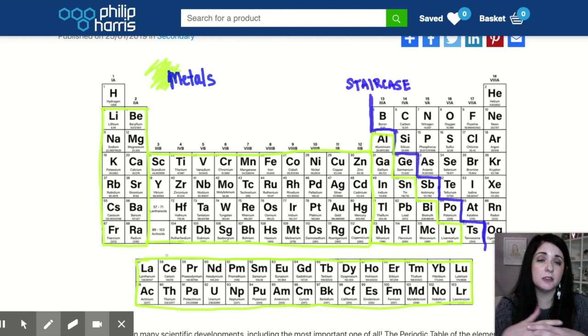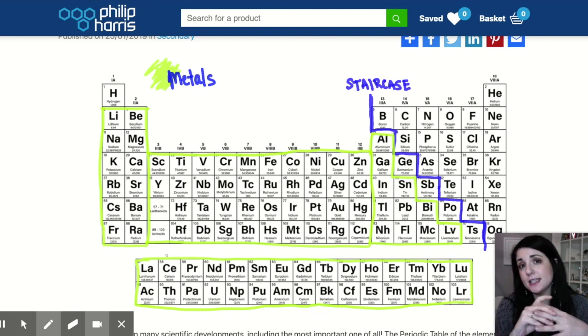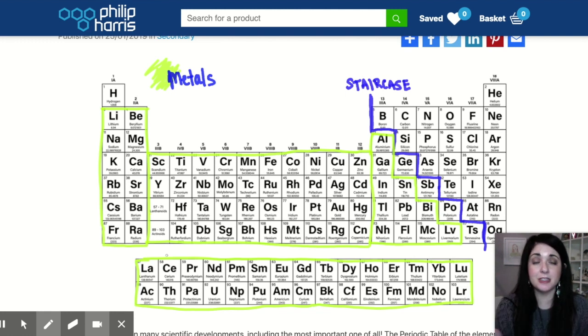Notice I didn't color in hydrogen. Hydrogen is not a metal. Hydrogen's like the lone wolf on the periodic table. It's the simplest element. It's the first element. And it kind of has properties all on its own. So it really doesn't fit in any particular category, which you're going to see. Let's go ahead and move on to the next part of the elements.